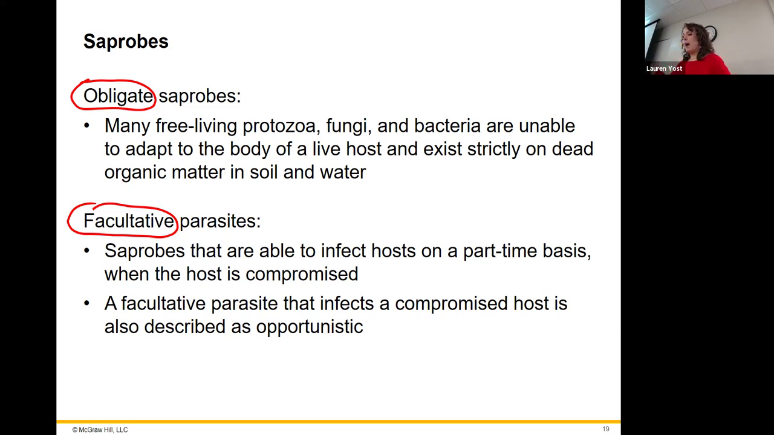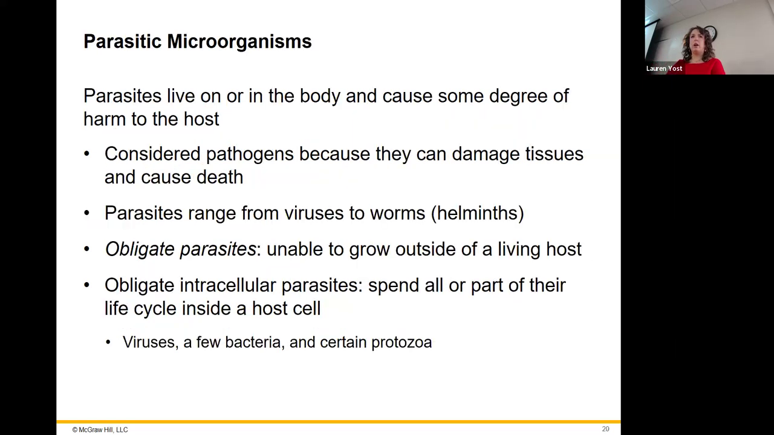A lot of times if they are facultative saprobes, they're going to be facultative parasites, meaning that you can cause disease in a host in one situation, depending on the health of the host. That's why they say opportunistic infections and stuff like that. But we're going to talk about those soon.